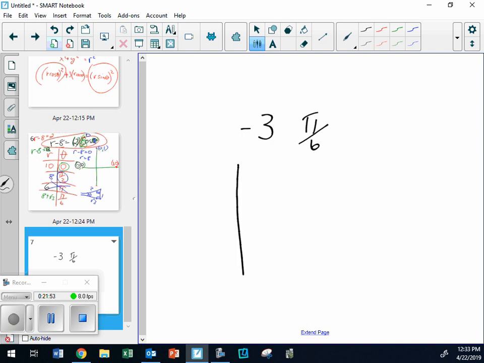But I'd start with finding that. Here's where 3, pi over 6 would be. So -3, pi over 6, that must be over there. Raise your hand if you had that one right. Okay, awesome.